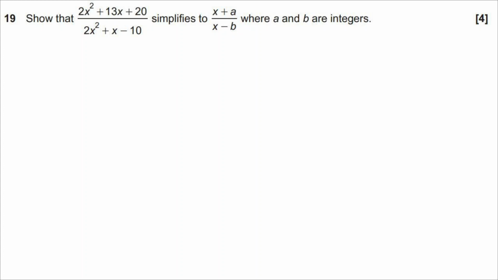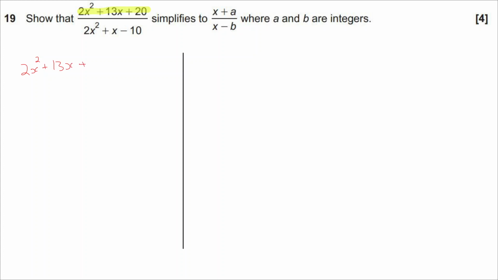It's saying, show that this algebraic fraction can be simplified to this. Whenever you get something with quadratics in the form ax squared plus bx plus c, factorize it and then cancel out, and you're going to be good to go. So let's split this up into two parts. We're going to begin by looking at the top quadratic, which is 2x squared plus 13x plus 20.